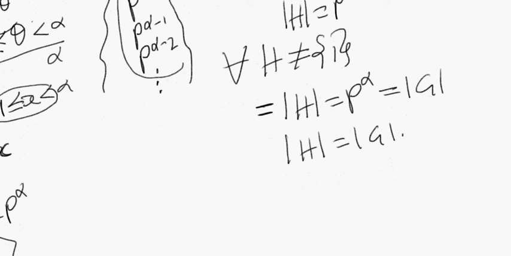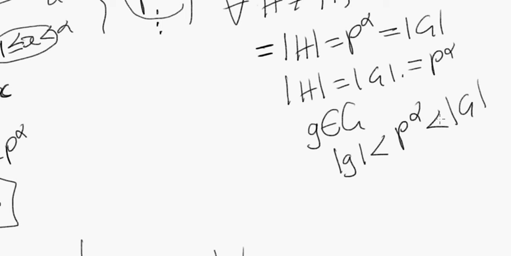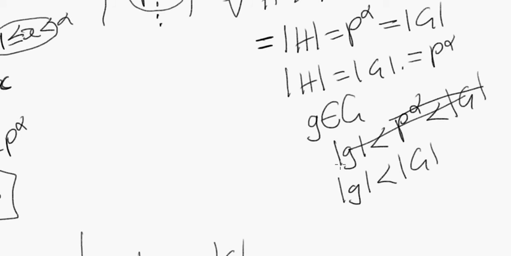If the order of H equals the order of G equals p to the alpha, we're asking the question, what does that tell us about the group? Remember, we're trying to come up with a contradiction here. In particular, if we got some little g in G, can we ever have an element of G whose order is less than the order of G? And we did this and we seem to be arriving at a contradiction.